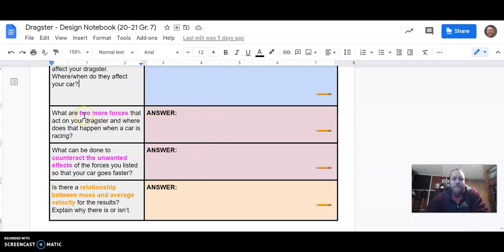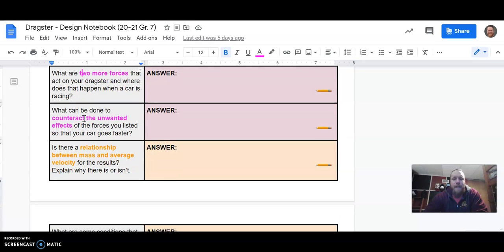Continuing on with that previous question, what are 2 more forces? So 4 total. There are a lot of different forces that act on a car, but what are 2 more that act on your dragster? And then where does that happen when a car is racing? Then taking that a little bit farther, what could be done to counteract the unwanted effects of the forces you listed so that your car goes faster?